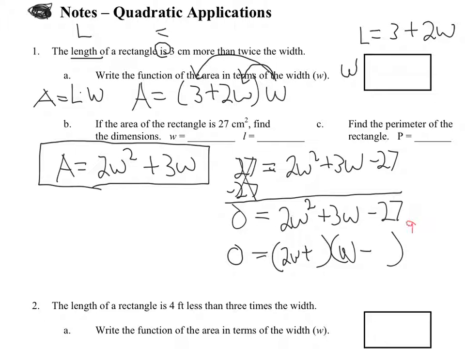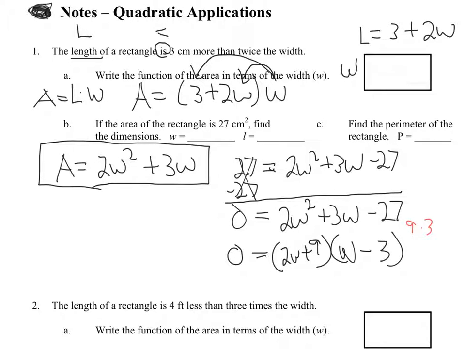And I'm looking for multiples of 27 that combine to positive 3. So 27, that would be 9 times 3. Okay, and I need to figure out which order would I have. What order do I need to put it in to get positive 3W? Well, in this case, we need to figure it out. So 9 and 3 is actually going to be the order that we want. Plus 9 minus 3, okay?